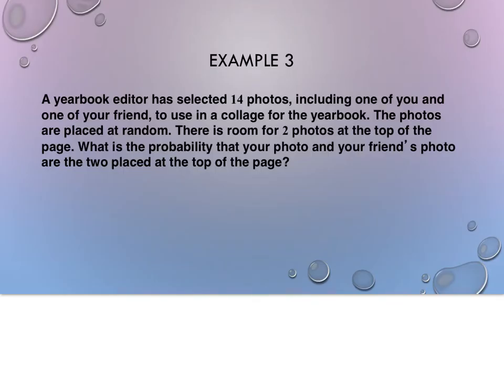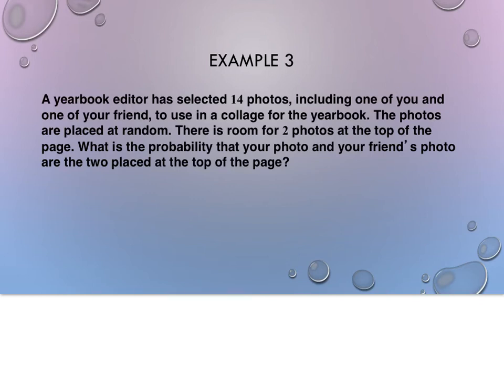All right, a yearbook editor has selected 14 photos, including one of you and one of your friend, to use in a collage for the yearbook. The photos are placed at random. There's room for 2 photos at the top of the page. What's the probability that your photo and your friend's photo are the 2 placed at the top of the page?